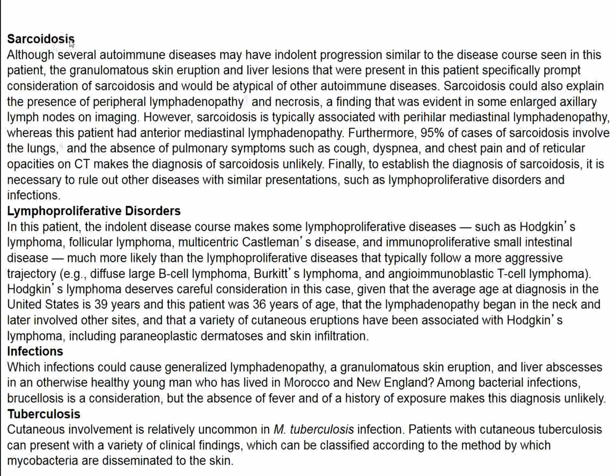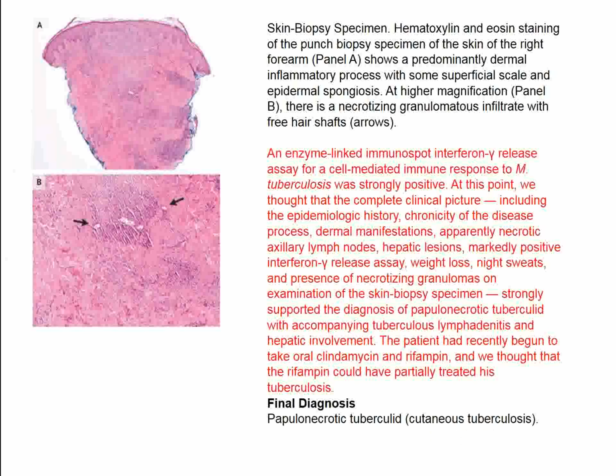So the discussant considers sarcoidosis and lymphoproliferative disorders and tularemia and things of this nature, but also tuberculosis. And there are skin conditions associated with tuberculosis. We've talked about scrofula before. This doesn't really look like scrofula, but tuberculosis can also cause skin lesions.